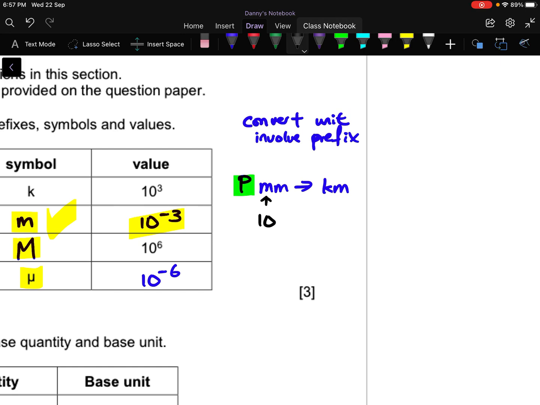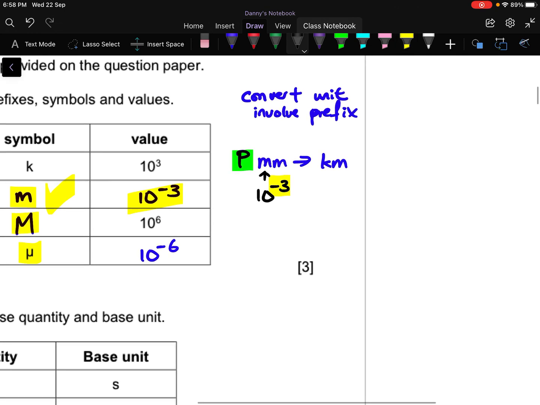This thing over here, the power, is the critical part that you need to memorize. Later I will show you how and why. Kilo is another prefix, which is 10 to the power of 3, or 10 cubed. So how do you convert? Very easy. You just take p multiplied by 10. Then what you do is use the power.